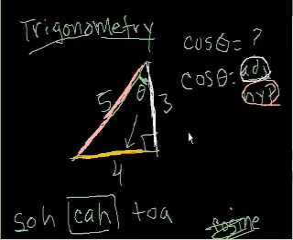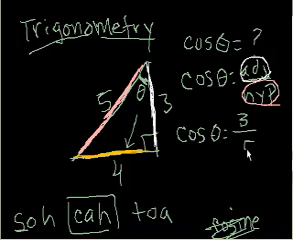So we're ready to figure out what cosine of theta equals. Let me write it in. There you go. Cosine of theta is equal to the adjacent side, that's 3, over the hypotenuse, which is this pink side, 5. Pretty straightforward, isn't it? Let's do another one. I don't want to erase the whole thing, I just want to erase part of the page because I want to keep using this triangle.